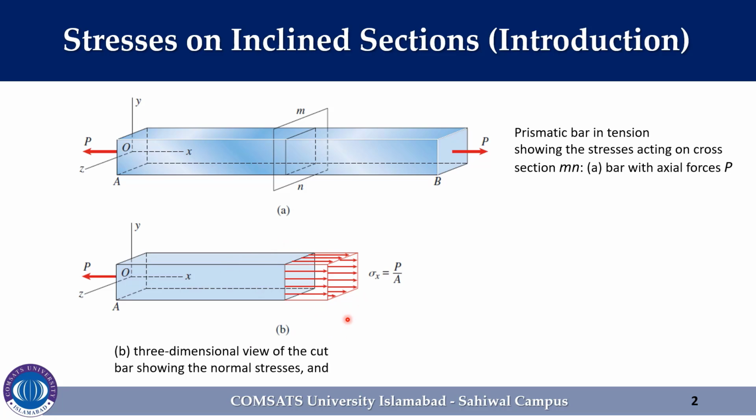The normal stresses acting over the cut section may be calculated from the formula sigma is equal to P over A, provided that the stress distribution is uniform over the entire cross-sectional area A. As we already discussed, these conditions exist if the bar is prismatic, the material is homogeneous, the axial force P acts at the centroid of the cross-sectional area, and the cross-section is away from any localized stress concentrations.